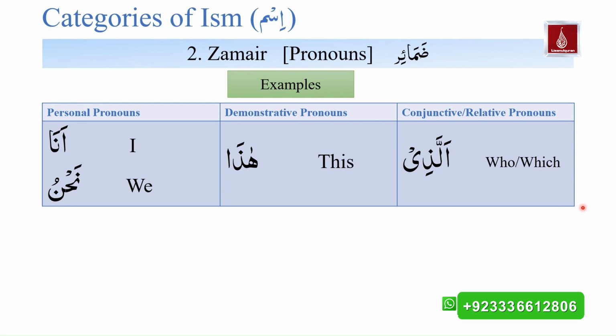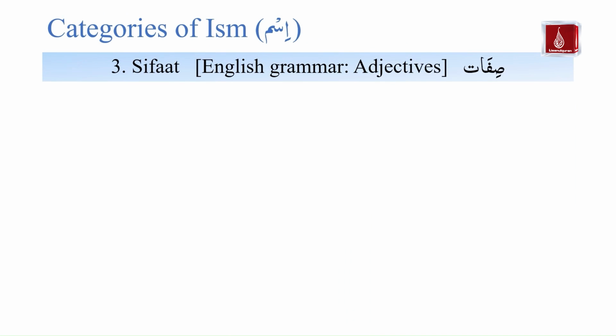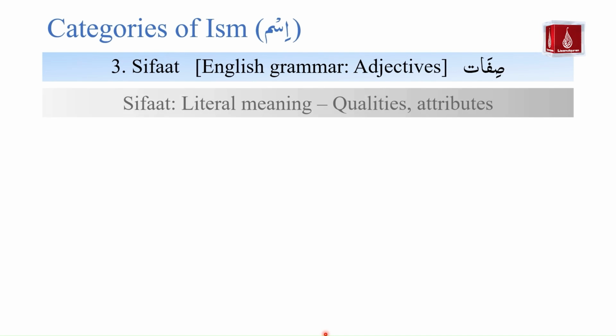The purpose of introducing these examples at this time is not to do a detailed study of zamay, but to have a bit of a brief introduction and to emphasize the point that zamay or pronouns are a subset within the broader category of ism. The third category of ism includes sifat. In English grammar, sifat are referred to as adjectives. The literal meaning of sifat are qualities or attributes.